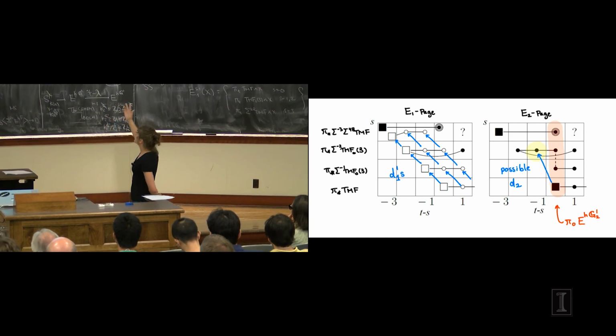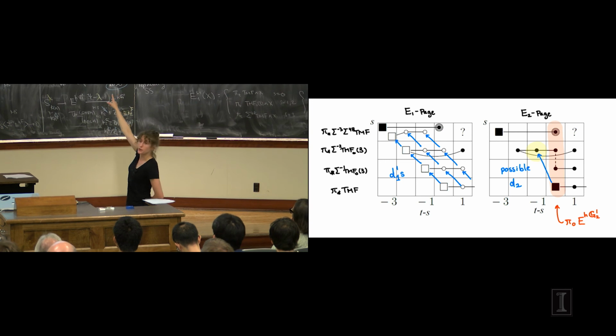Okay? So what do you need to see? You need to see a differential on the unit. And the only thing you can get is a D2. And the obstruction group is Z mod 2. And that's where the Z mod 2 is coming from.